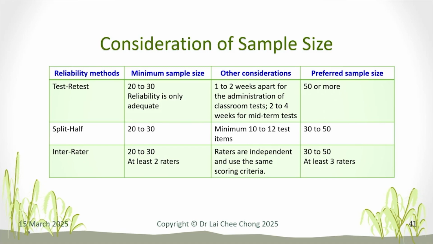The more the merrier for the test items there, but don't have too few. Again, you prefer the bigger sample size. And for the iterator, you make sure that the data are independent. You may get another marker from another center. Now they're totally independent because they have never seen the paper before.